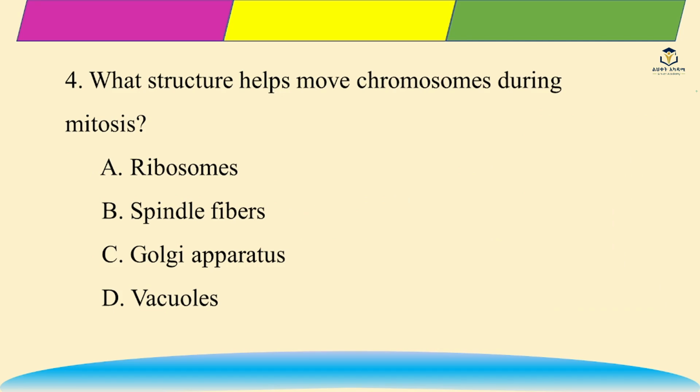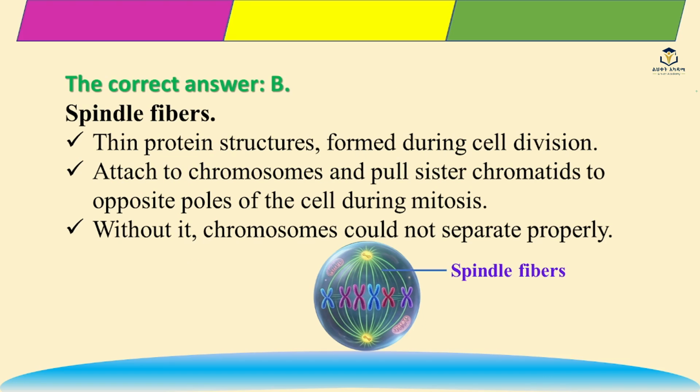Question 4. What structure helps move chromosomes during mitosis? A. Ribosomes. B. Spindle fibers. C. Golgi apparatus. D. Vacuole. The correct answer is B. Spindle fibers. Spindle fibers attach to chromosomes and help move them during cell division. Without spindle fibers, chromosomes could not separate properly.